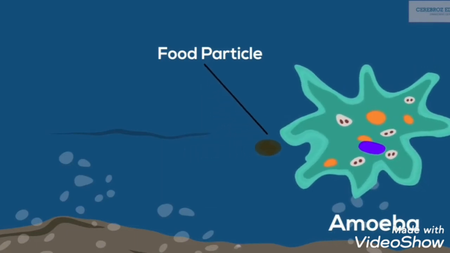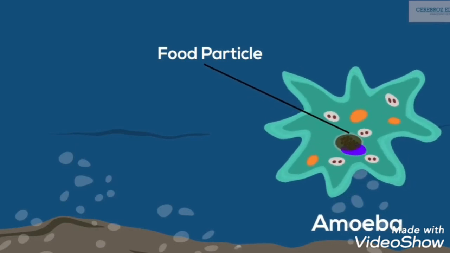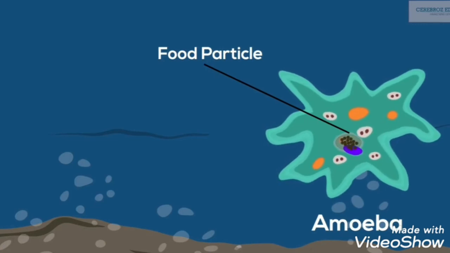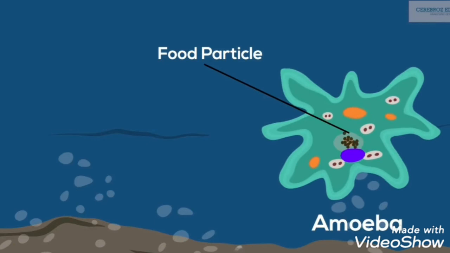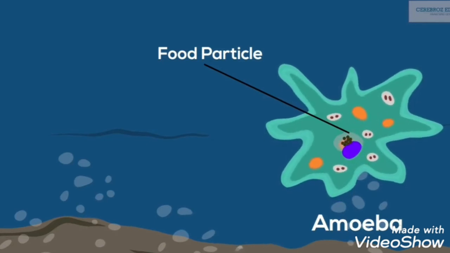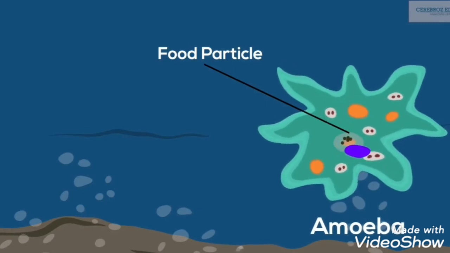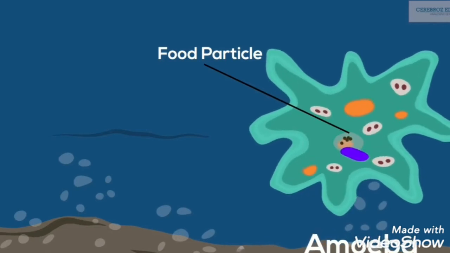For example, when it senses the food, it pushes out pseudopodia, surrounding the food particle and engulfing it. So, the food becomes trapped in a food vacuole. Once trapped, digestive juices are secreted into the food vacuole to break it down into simpler substances, which gradually get absorbed into the amoeba. The absorbed food is used for growth, multiplication, and maintenance of amoeba.